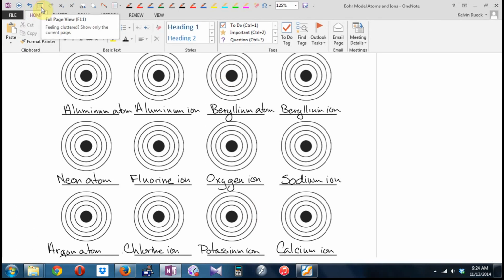Pardon me? These are all atoms. You have to read. What is atom? What does that say, my friend? Aluminum what? Atom. What does that say? Aluminum what? Atom. There you go. No, I know, but for atom, it's just a regular atom, just like we've been doing, regular with the same number of protons as electrons.